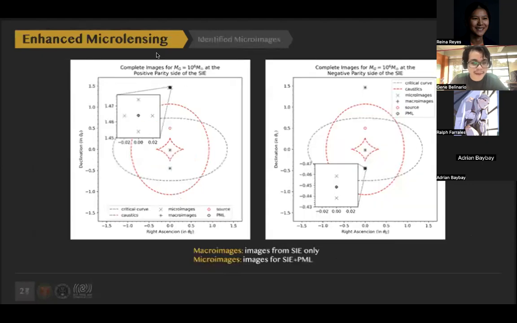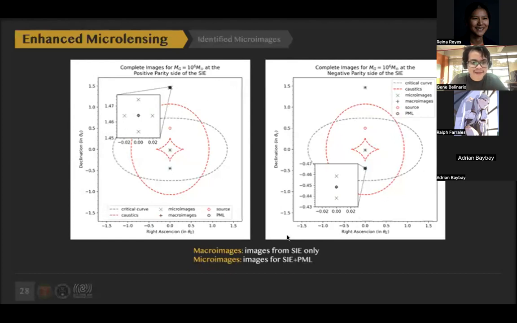Upon placing the point mass lenses here, we observe that the images are further lensed into multiple images. So say, for example, here on the positive parity side of the SIE, if we place a PML on the most magnified image, this image is further lensed into 4 micro images.